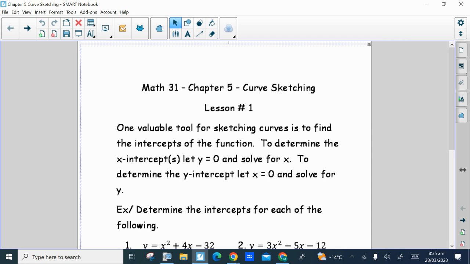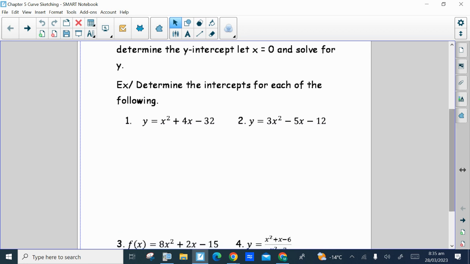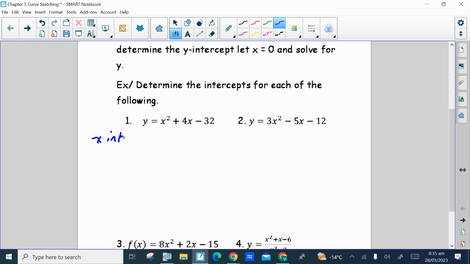One valuable tool for sketching curves is to find the intercepts of the functions. To determine the x-intercepts, we let y equals 0, then solve for x. To find the y-intercept, let x equals 0, solve for y. So you've had experience before where you found the intercepts for a quadratic. The x-intercepts, if they exist, are always found by, again, letting y equal 0 and then solving for x. And we often do that by factoring.